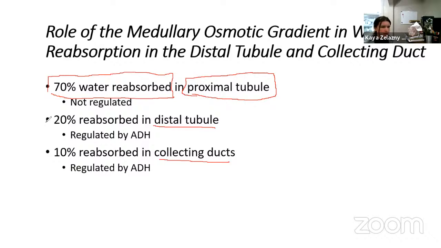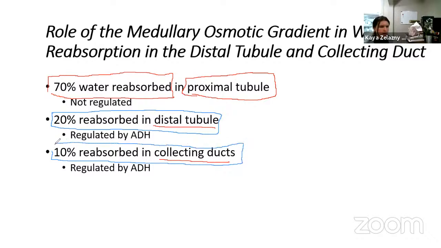Okay. So of the remaining 30% of the water that we're reabsorbing, 20% is going to be reabsorbed in the distal tubule. And then 10% is going to be reabsorbed in the collecting duct. So those ducts that are collecting, basically at this point, urine from several nephrons.